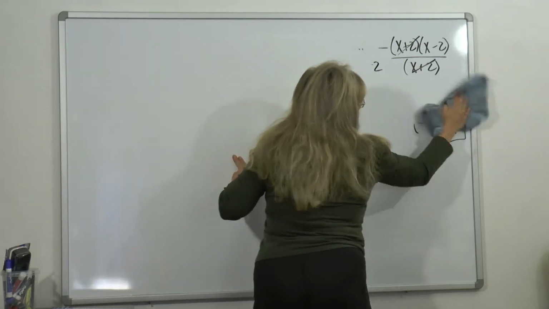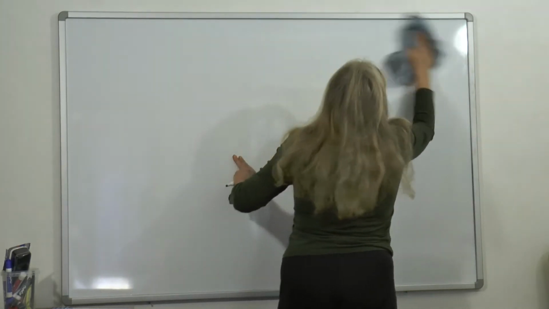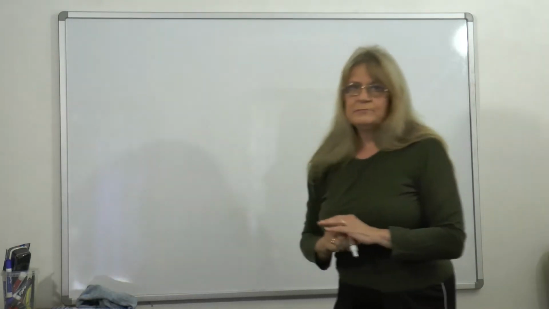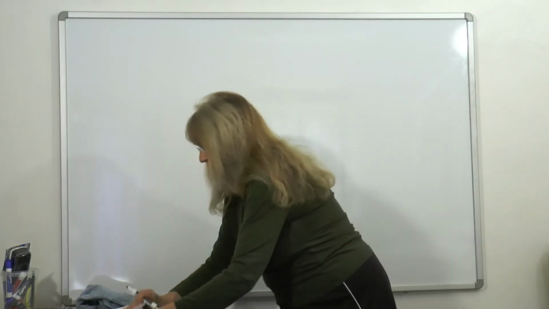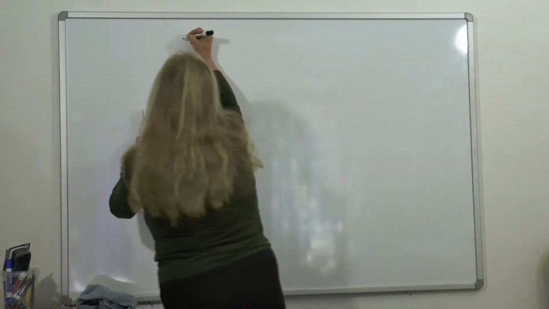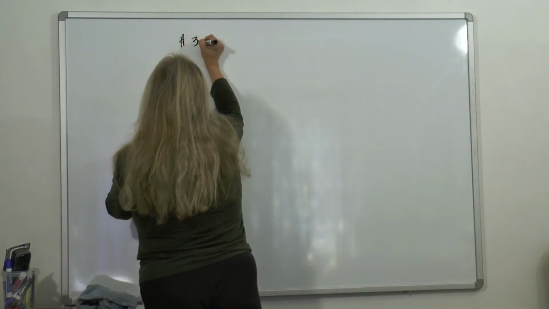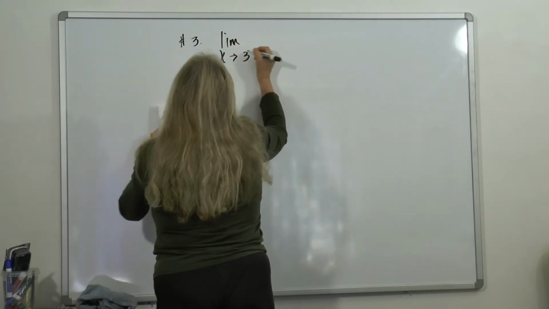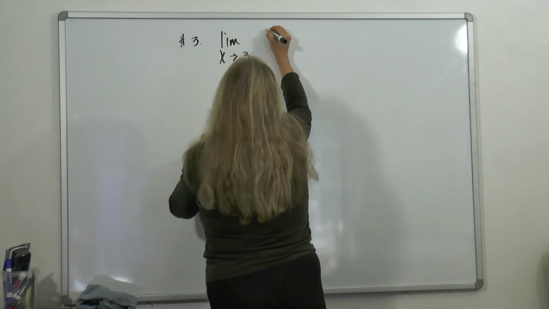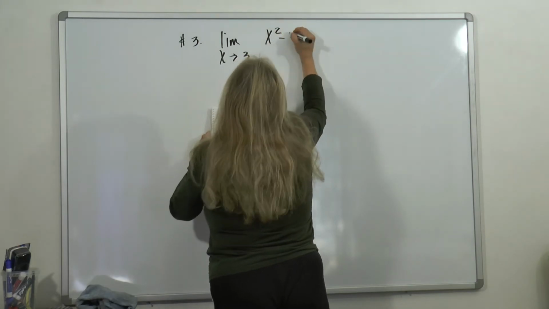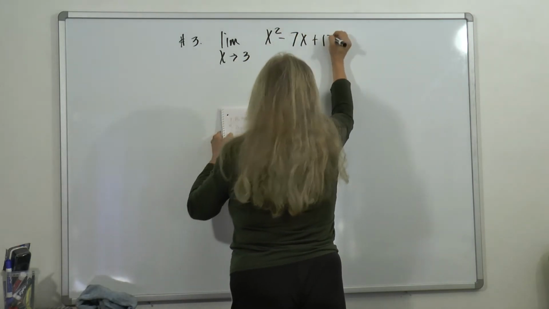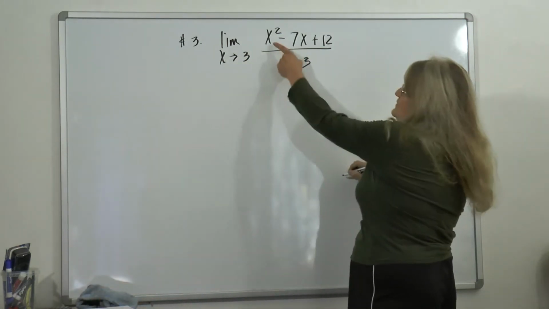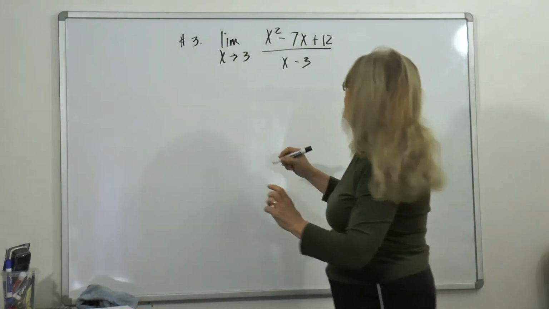But if you remember how to factor, and you're careful about when you can cancel and when you can't cancel, it makes things much, much easier. Okay, so the third one, the limit as x goes to 3 of, what was it, x squared minus 7x plus 12 over x minus 3. Okay, so this is just that reverse FOIL kind of factoring.